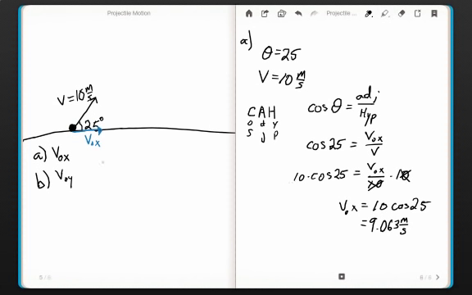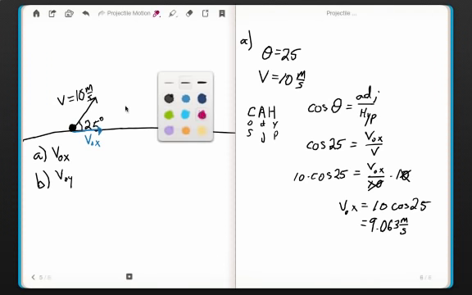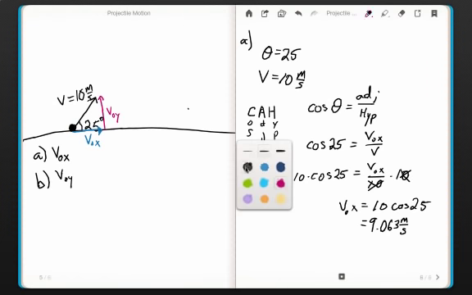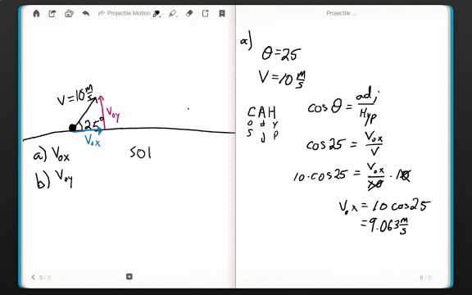Now let's solve b over here, because I ran out of space. For b, we're trying to find, in this scenario, v sub y, right there, v initial y. This is initial because it's the beginning of the actual launch. So in order to solve that, we see that we have the opposite side and we have the hypotenuse, and that reminds me of SOHCAHTOA. We have sine is equal to the opposite over the hypotenuse.